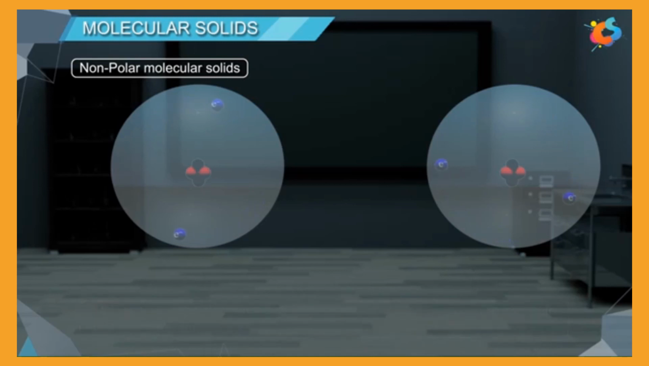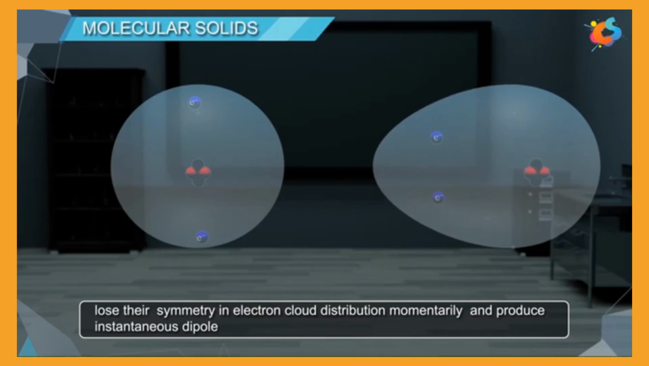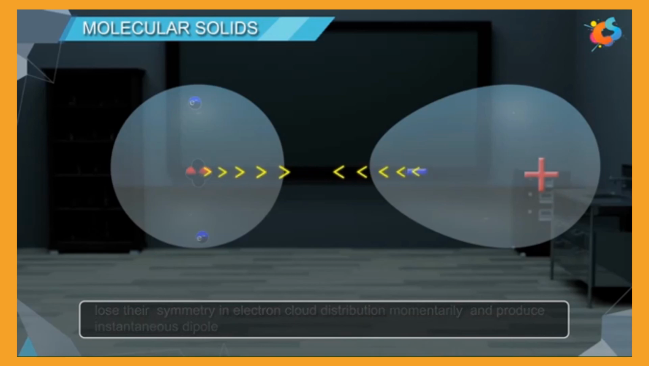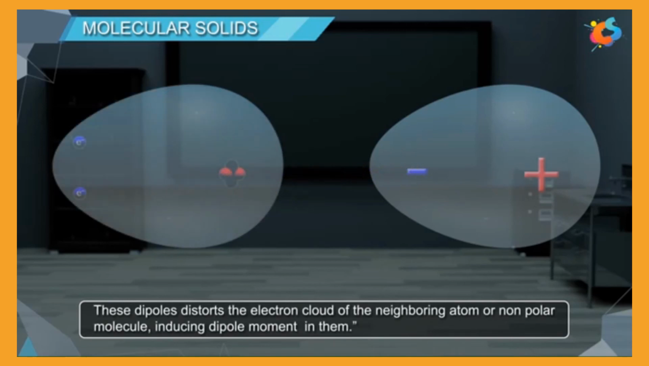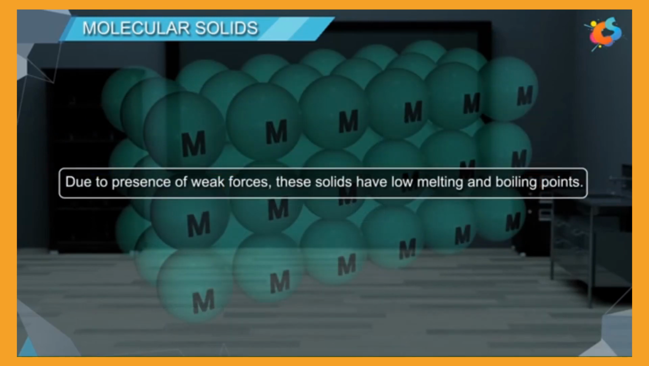Sometimes these atoms and nonpolar molecules lose their symmetry in electron cloud distribution for a short time and produce an instantaneous dipole. These dipoles distort the electron cloud of the neighboring atom or nonpolar molecule, inducing a dipole moment in them. Now, the electrostatic force of attraction between these instantaneous dipoles is called dispersion forces or London forces. Due to the presence of weak forces, these solids have low melting and boiling points.